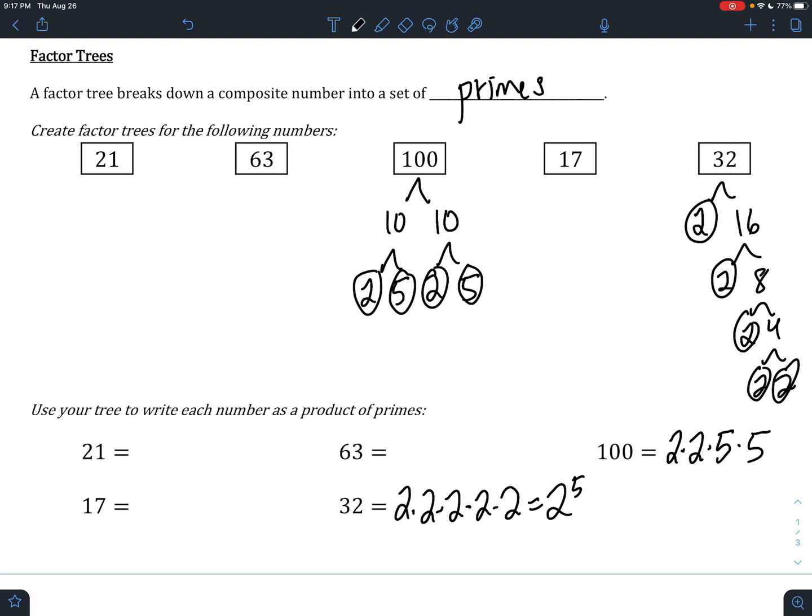Now, let me just play with 21 for a second. Could I do this? What do you think?